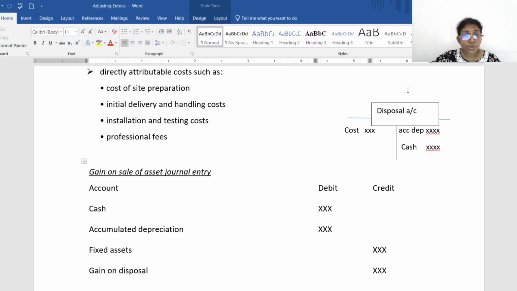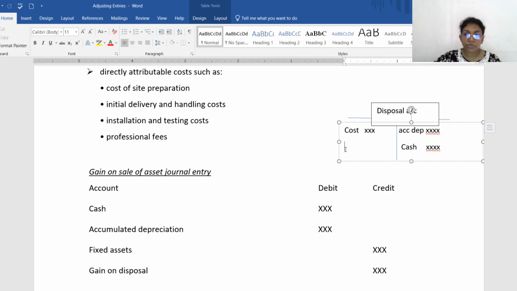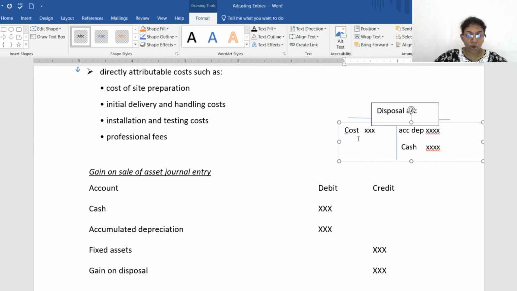So when there is a profit, we are going to debit that amount into the disposal account, and we are going to credit it to the income statement. When there is a profit, we debit the disposal account and credit the income statement.